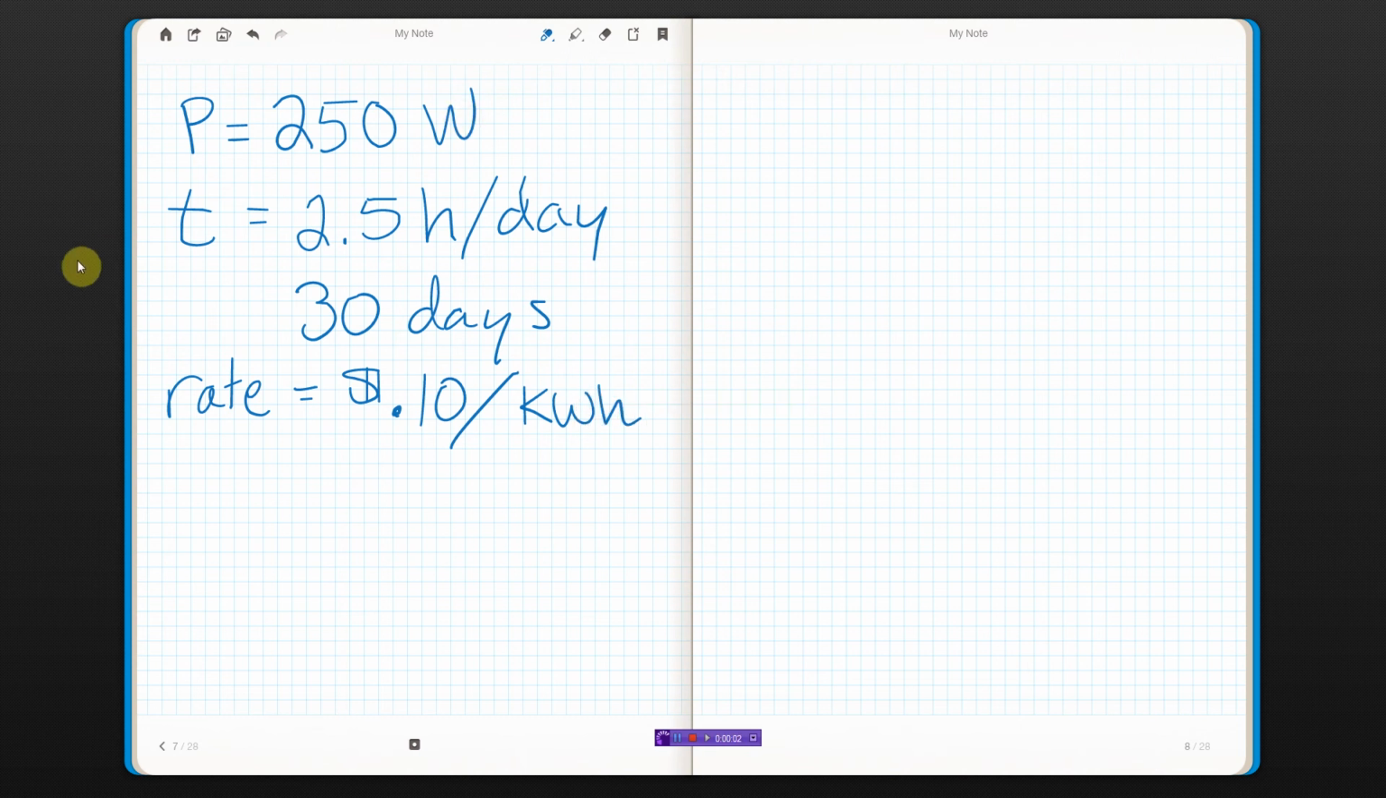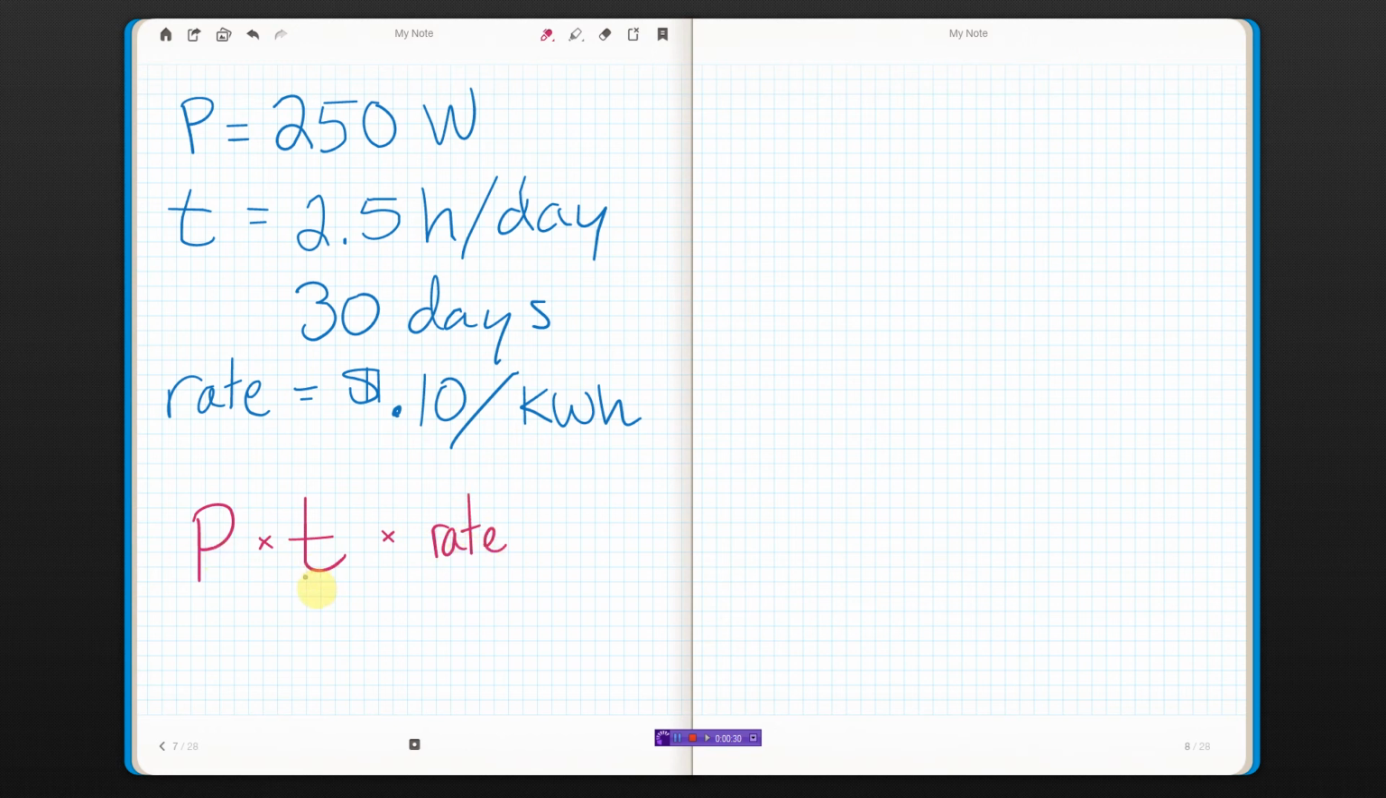Okay, this is practice test number 1. We have a 250 watt television. I want to know how much it costs to run this for 2.5 hours a day for 30 days, assuming that the electric company charges you 10 cents per kilowatt hour. Okay, the basic idea here is you're going to do power times time times the rate for energy.